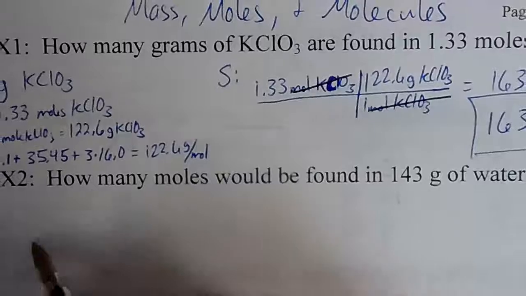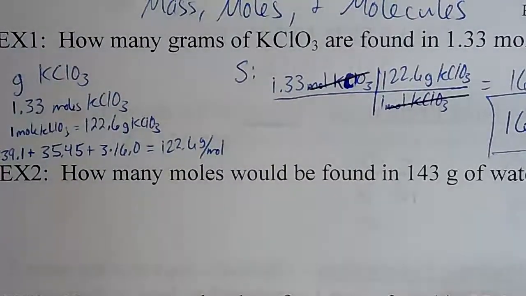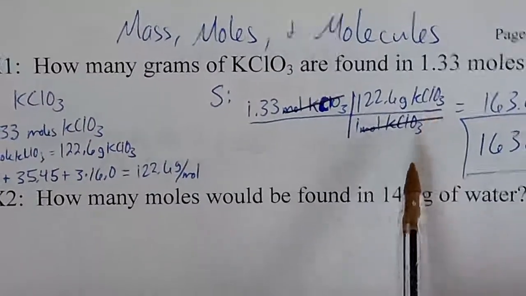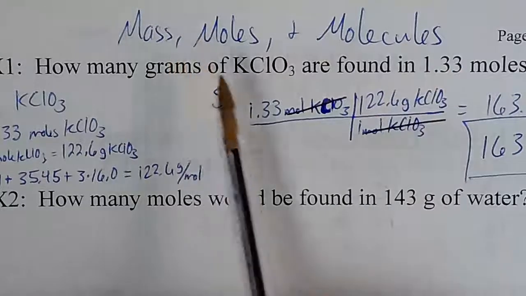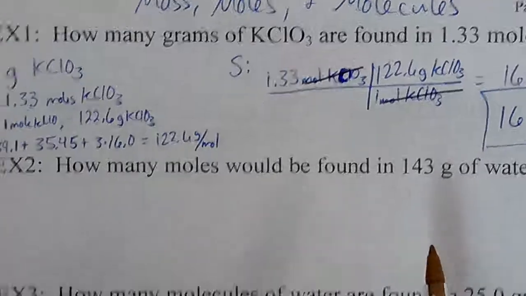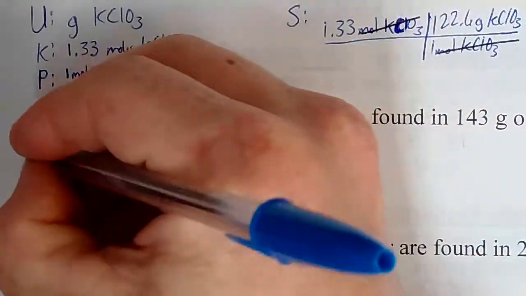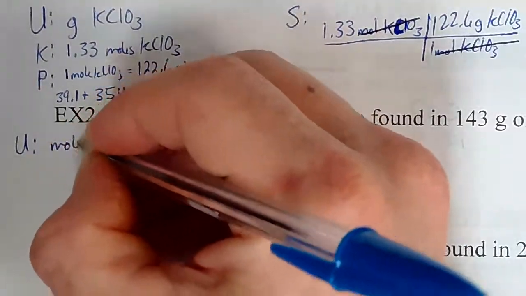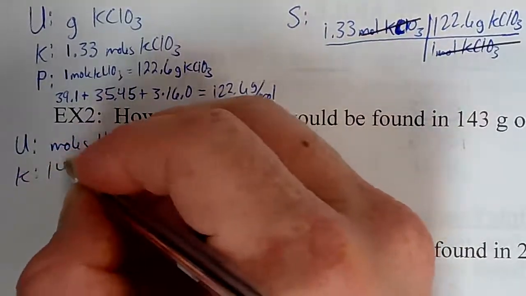All right. Example 2: how many moles would be found in 143 grams of water? Just comparing this to the last problem. Last time I asked you to go from moles to grams. This time we're doing the opposite of that with a different compound, so you'll see how that works too. So the unknown here, we don't know how many moles. The known, we know how many grams, 143.